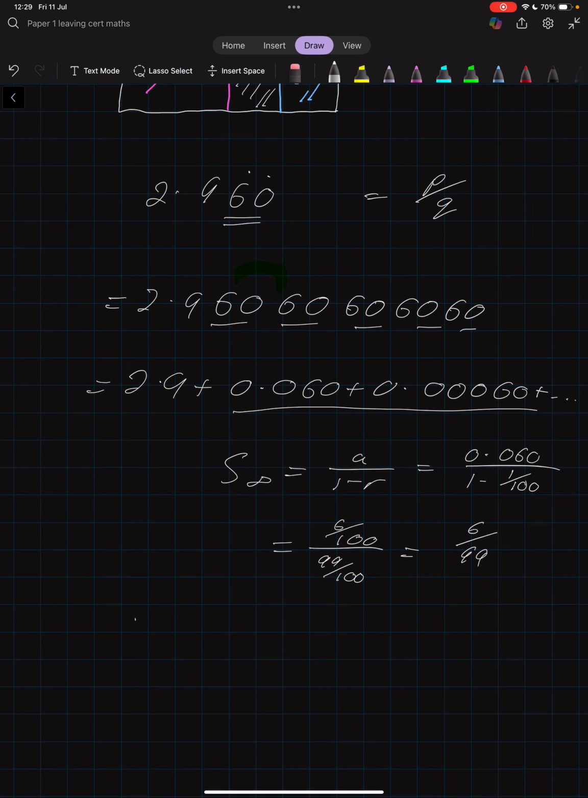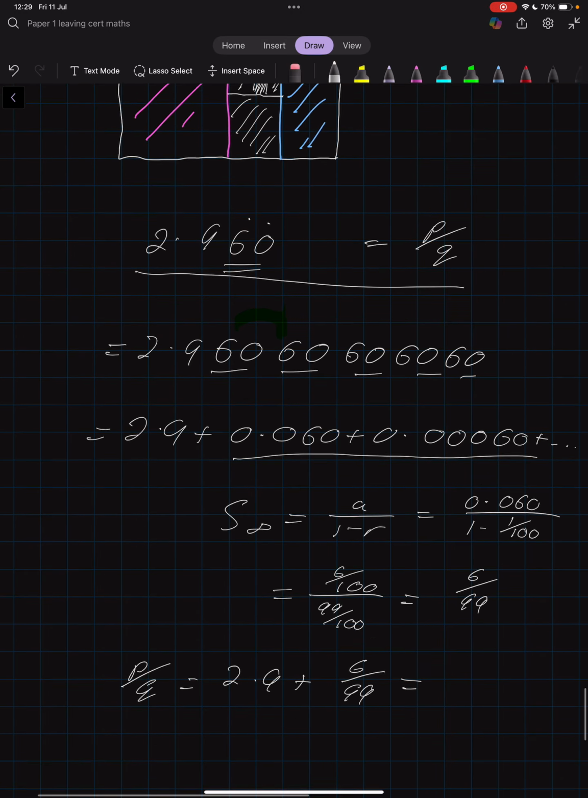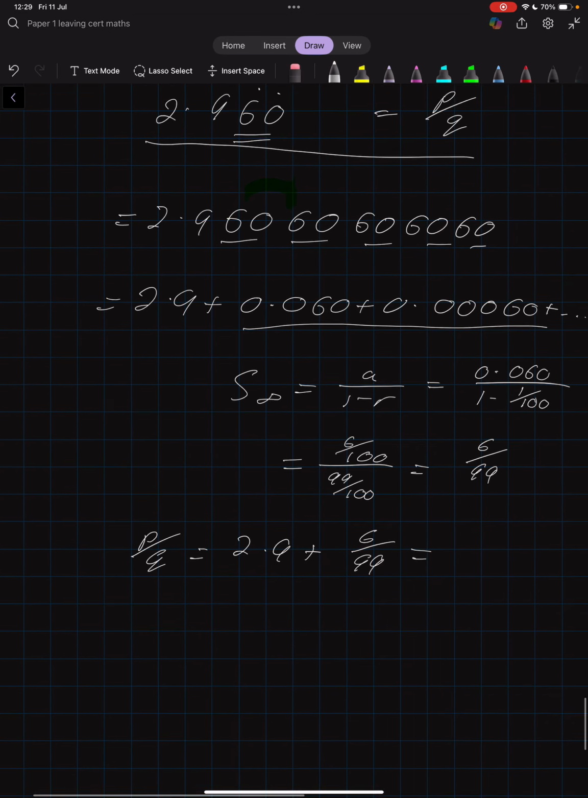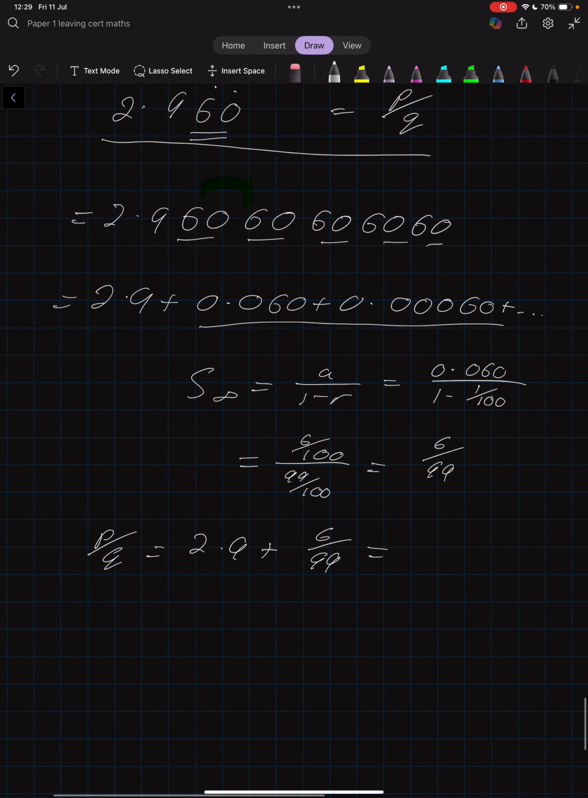And so P over Q, that's going to be 2.9 plus 6 over 99, which is equal to whatever it's equal to. So they could ask you to write this as a fraction, and this is how you would do it. You would look at, okay, what part is recurring? And then you say, okay, that's just an infinite geometric series. And then you plug it into your formula and then you'd solve. Okay?